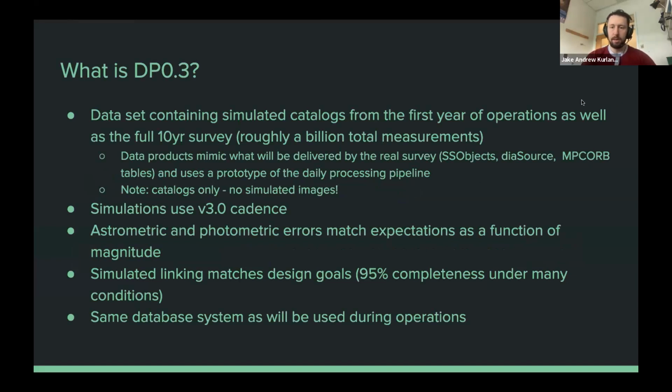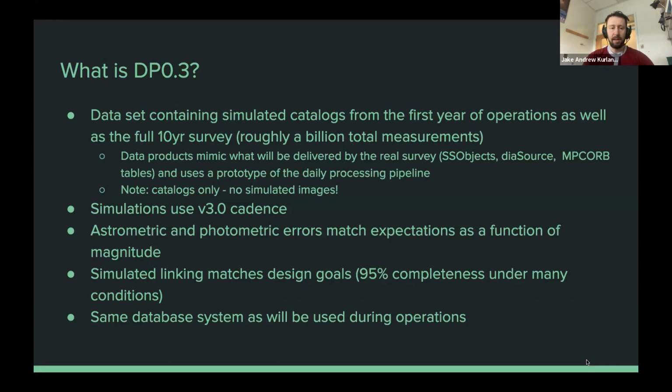So DP0.3 is a dataset that contains a few different simulated catalogs representing both the first year of LSST operations as well as the full survey. So we've got two different versions of it. There's roughly 1 billion total measurements of solar system objects over this period. And the data products are designed to mimic what LSST is actually going to deliver. So we've got a table for solar system objects, MPCORB, which is in correspondence with solar system objects, and then difference image sources and solar system object sources, solar system sources.